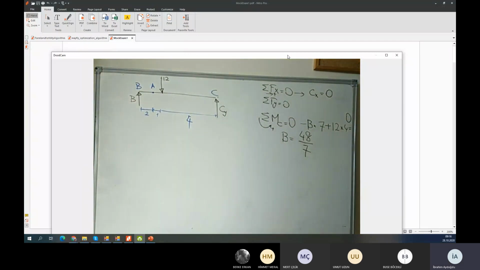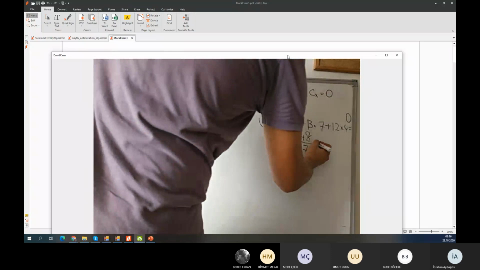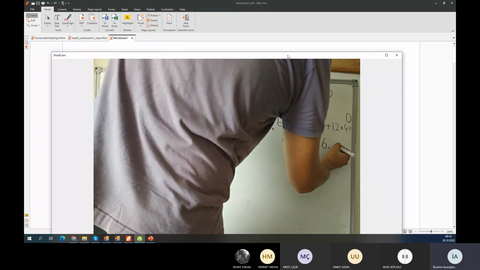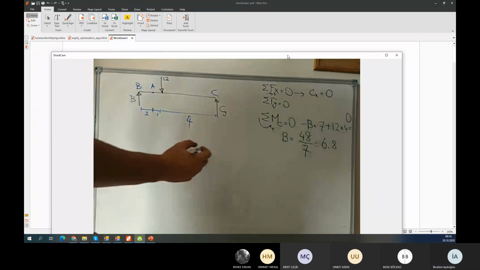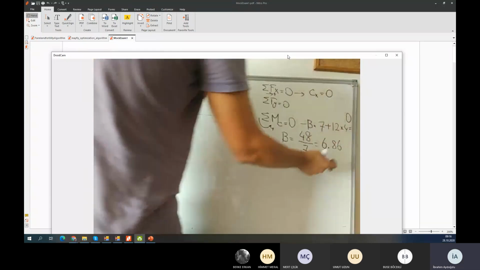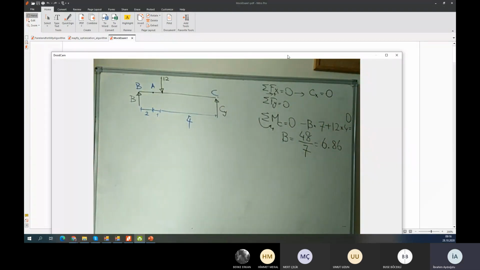I have a calculator. I don't need to look at the solution manual, so I can follow my hand calculation. 48 divided by 7 is 6.85, or 6.86 kilonewton. I don't want to write the units right now, but I won't forget the units.